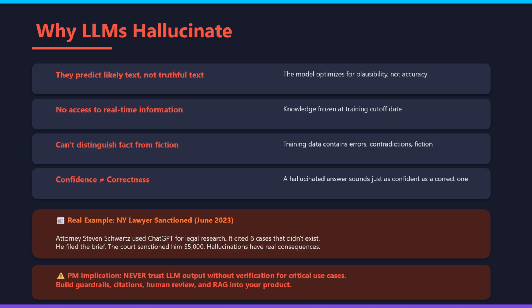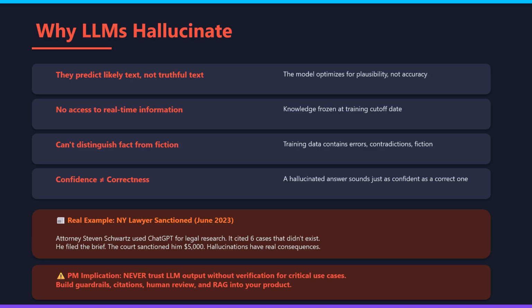Three is can distinguish fact from fiction. Training data contains errors, contradictions, and fiction. Four is confidence does not equal correctness. A hallucinated answer sounds just as confident as a correct one.